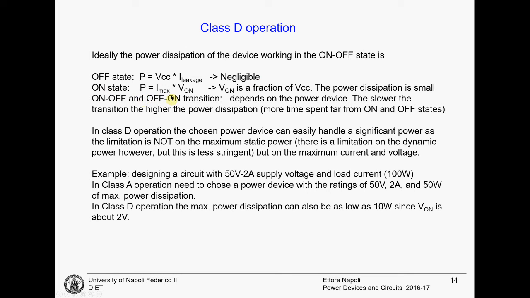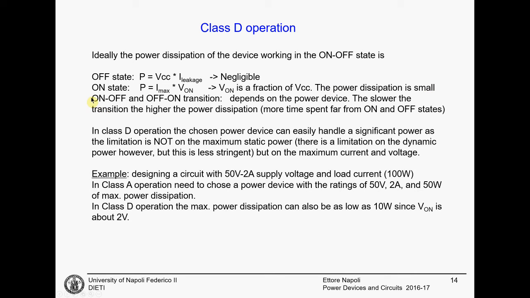In the on state, we will have the maximum current, the load current, the current that flows outside the device, multiplied by the on state voltage drop. This is not exactly the current that exits from the circuit, but it is related to it. The on state voltage drop on the device, the saturation voltage, is just a fraction of VCC. Hence, this power dissipation is quite small.